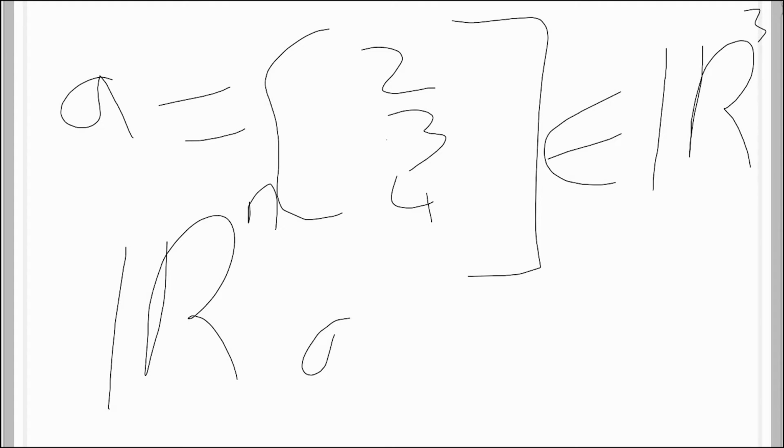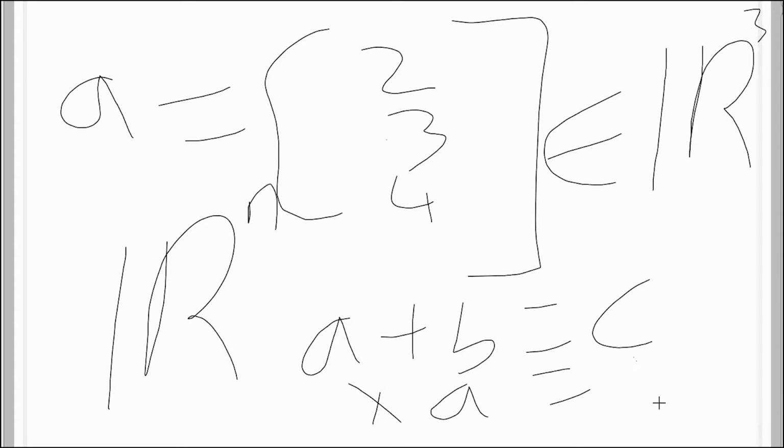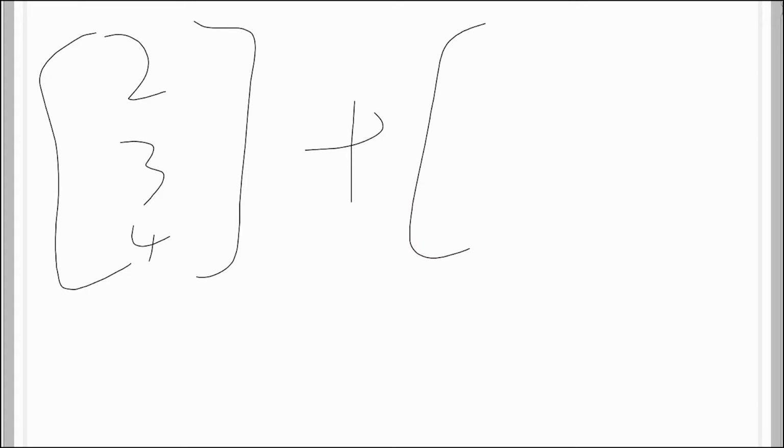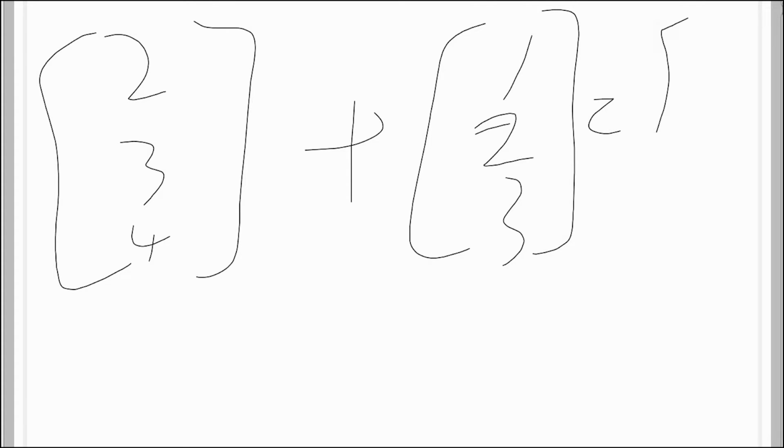So we can have a plus b to give us c. We can have lambda times a to give us maybe lambda a. So let me just give you an example of that. So 2, 3, 4 plus 1, 2, 3. So this will basically give us 3, 5, 7.